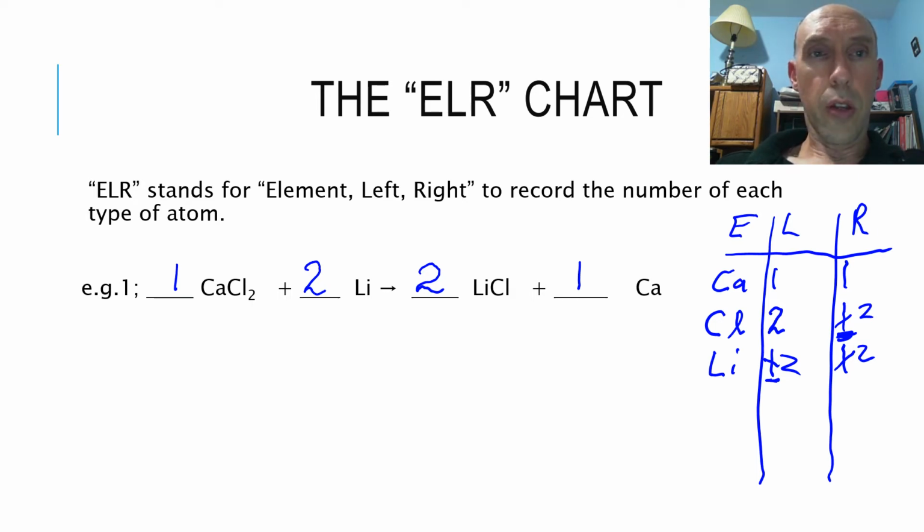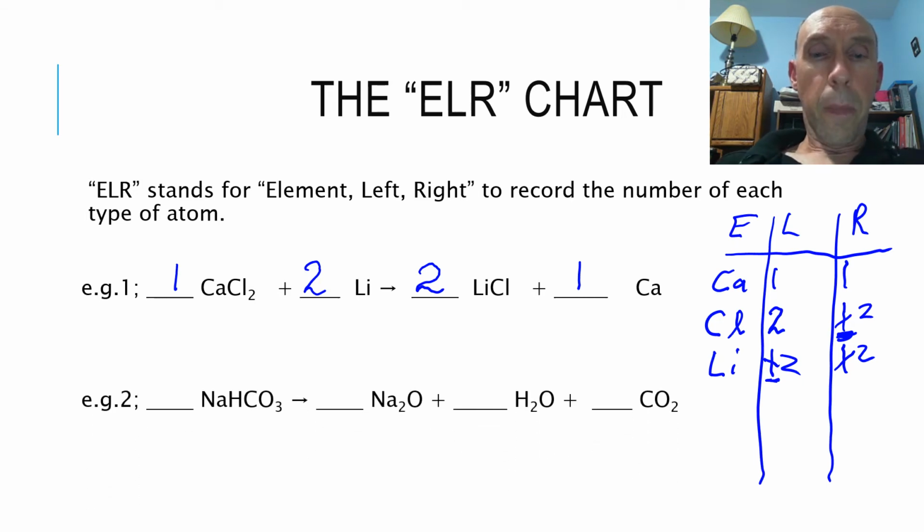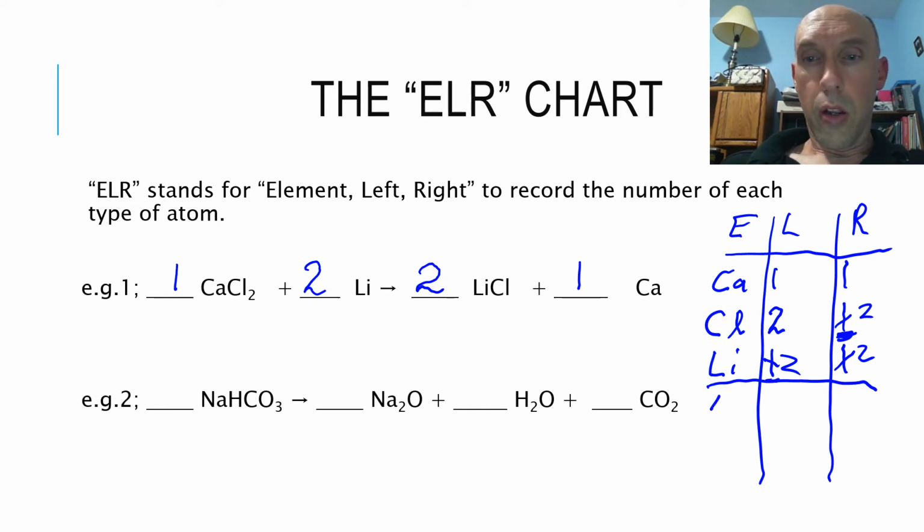All right, so let's try another one. Example 2. So this is that sodium bicarbonate that we used in our skills unit, and I'm just going to draw a solid line underneath here to stop that one and move on to the next one. And so we can see that there are sodium, hydrogen, carbon, and oxygen. So we got 4 different elements here.